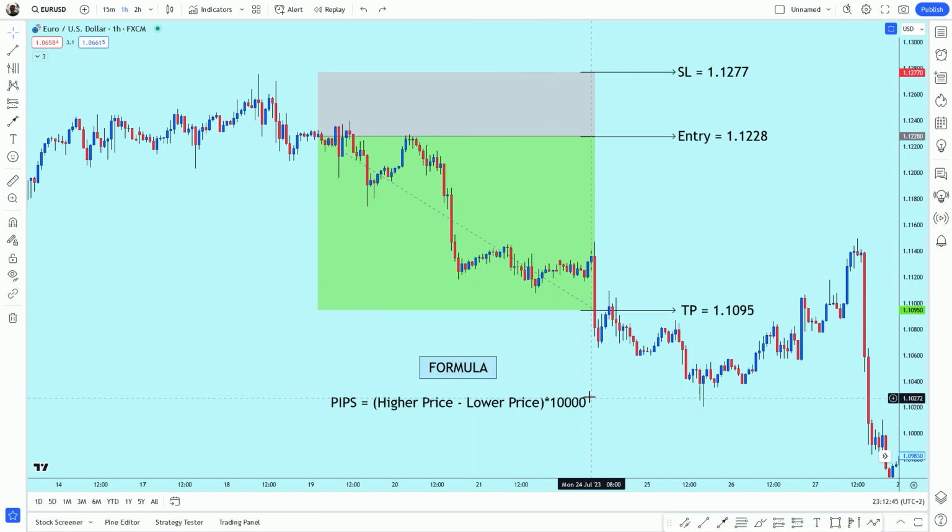The reason why we use 10,000 is because here, as you can see, we have 4 zeros. And if you remember, 1 pip is the fourth decimal number.